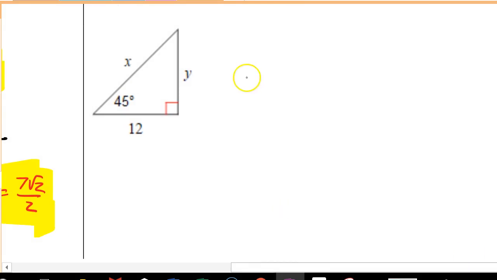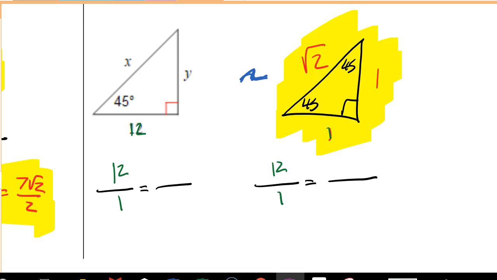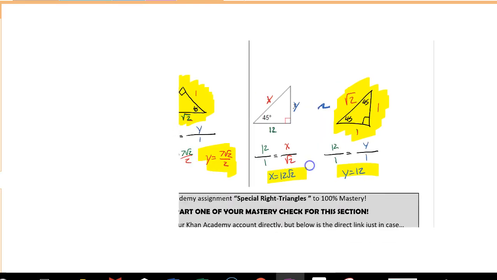This one as well, we're going to create a similar triangle between them. 45, 45, 90, side lengths 1, 1, root 2. We can again set up two proportions to help us solve. We have 12 over 1, as those are the two side lengths that are known. We can set up x with root 2, and y can be set up with 1. Cross multiply and we get x is equal to 12 root 2 and y is equal to 12, those being my answers that are simplified down.